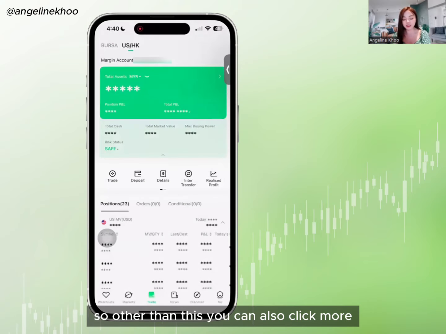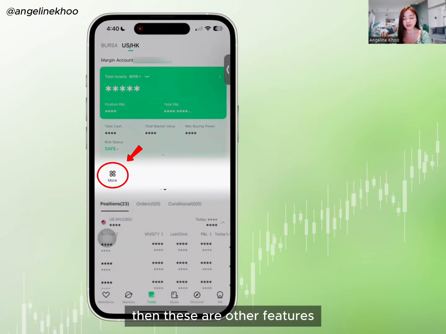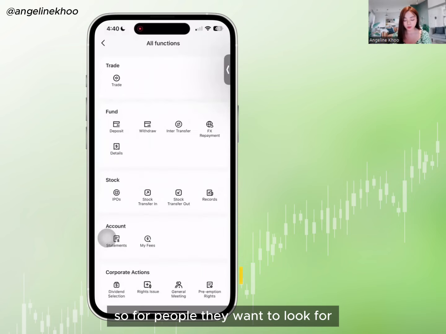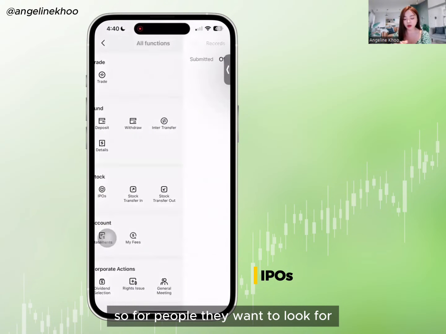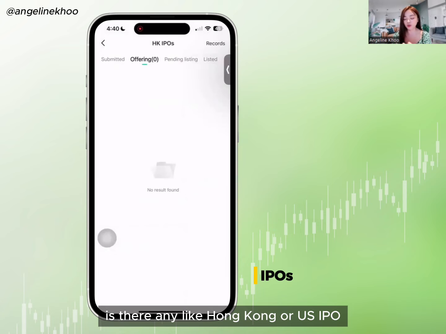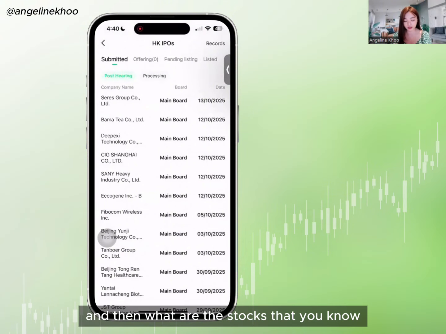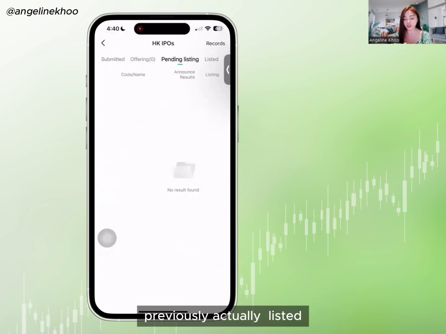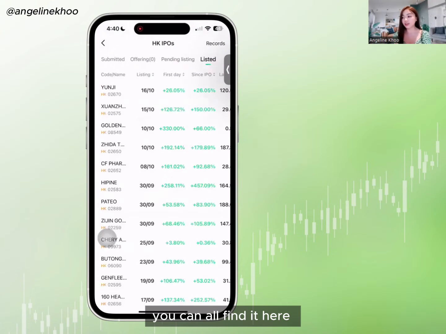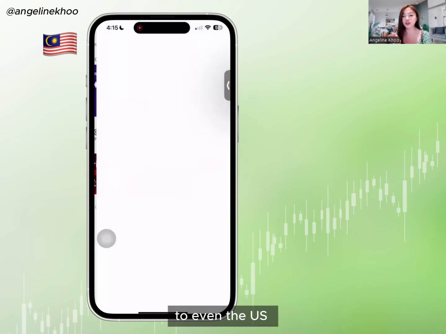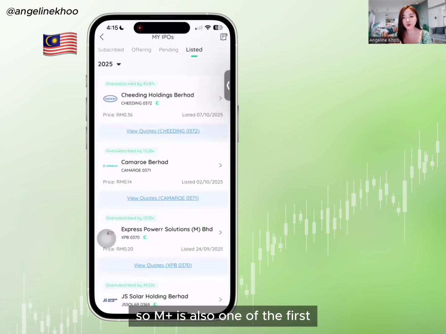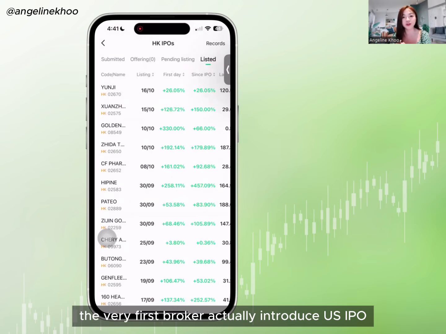Other than this, you can also click more. Then these are other features. For people who want to look for any Hong Kong or US IPO, and what are the stocks that were previously listed, you can find it all here. M Plus actually provides the facility for applying for IPOs as well, from Malaysia to Hong Kong to even the US. M Plus is also one of the very first brokers to introduce US IPO.